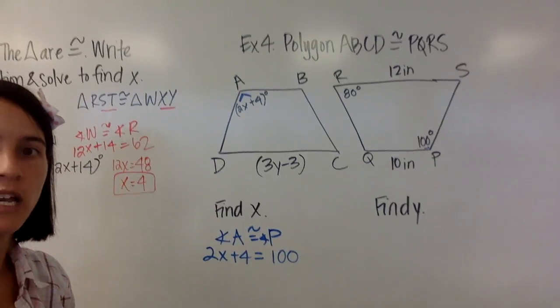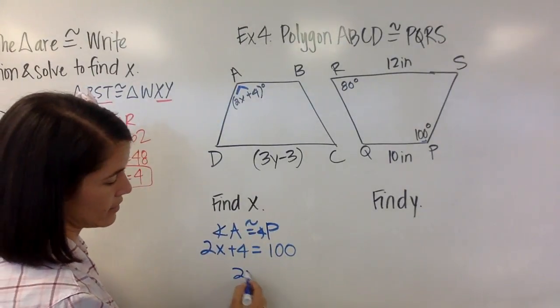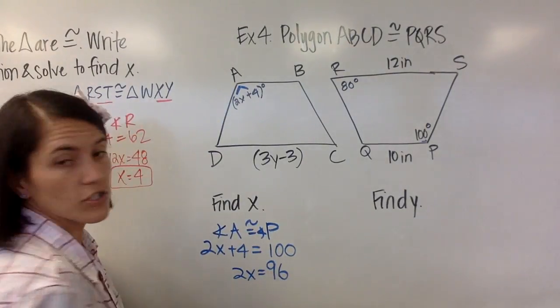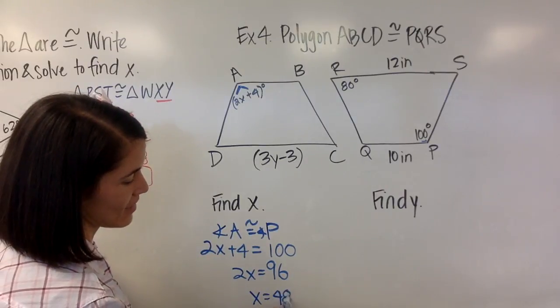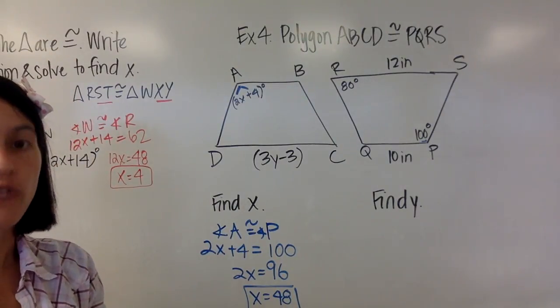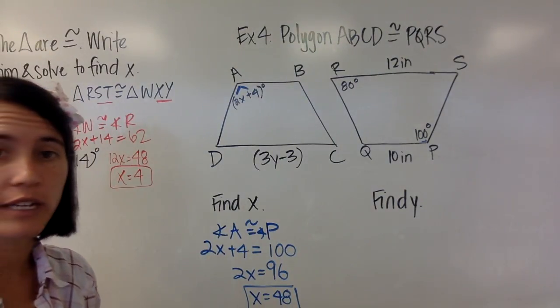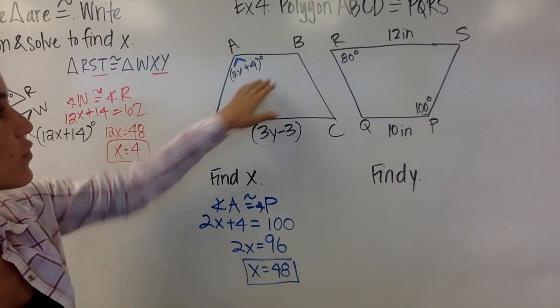Now I have an equation. I can solve that equation by subtracting 4 from both sides. 2x equals 96, and x equals 48. And then if you want to try it and test it out, you plug it in. 2 times 48 is 96. Plus 4 is 100.